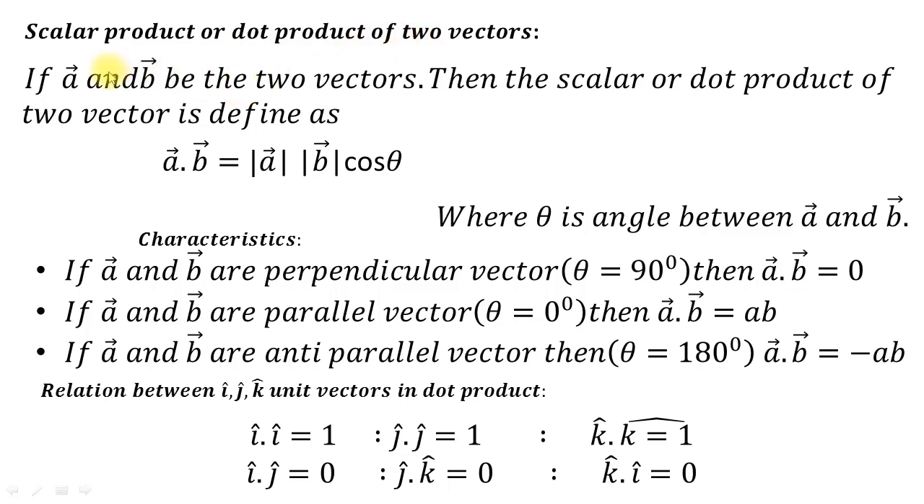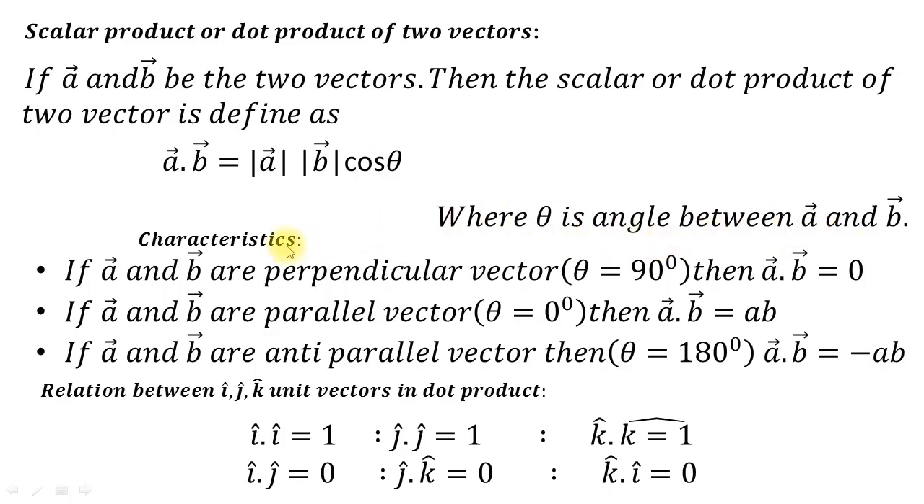Suppose we have two vectors A and B. Then the scalar or dot product of these two vectors is defined as A dot B, which is equal to the magnitude of A times the magnitude of B times cos theta, where theta is the angle between these two vectors A and B.